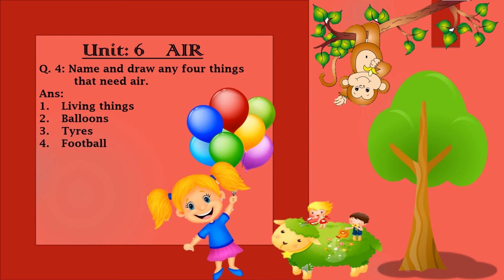In the rest of the 3 things, you can write tires, football, and balloons. And you have to draw all the things you are writing. For example, if you are writing living things, then you can draw any human being, like any kid. It is difficult to draw, but try to draw it. If you cannot, leave it. You can draw any easy animal, or any colorful plant. These are also living things.